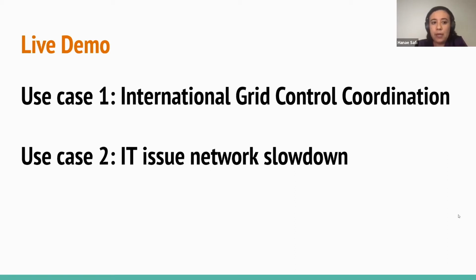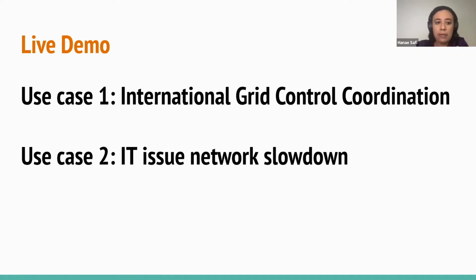So each TSO has the responsibility to keep the voltage and the frequency at a certain level and ensure the equilibrium between the consumption and the production. So when there is an imbalance between the production and the consumption, the frequency and voltage change in the grid. And if nothing is done, it can lead, unfortunately, to a blackout.